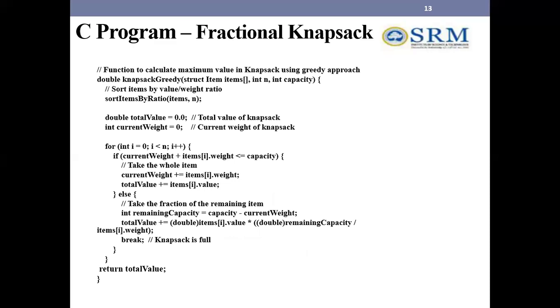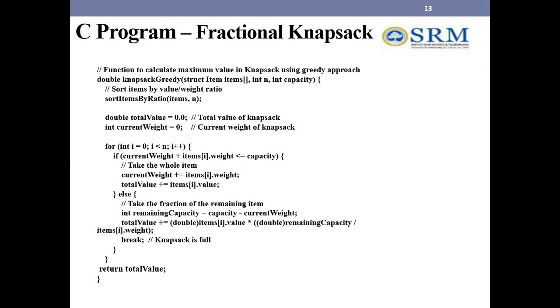The knapsack is empty and the current weight is 0. No product is added into the knapsack. So we are taking a for loop, i equal to 0 to n. We are taking items one by one. When we take an item, its weight is added to the current weight of the knapsack. If it is less than or equal to the total capacity, we can add the item to the knapsack and the total value is updated.